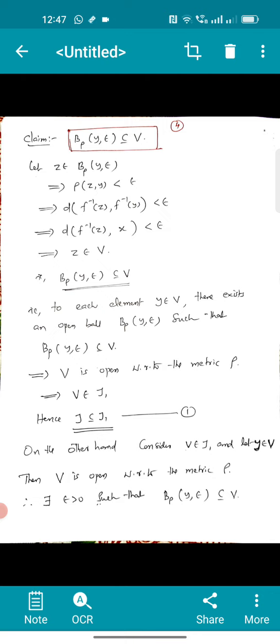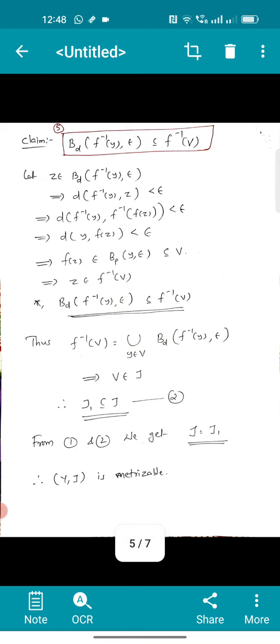And we have to prove that τ1 is a subset or equal to τ in the same way. On the other hand, consider V in τ1 and let y in V. Then V is open with respect to the metric ρ. Therefore, there exists ε greater than 0 such that B_ρ(y, ε) is a subset or equal to V. We claim that B_d(f⁻¹(y), ε) is a subset or equal to f⁻¹(V).